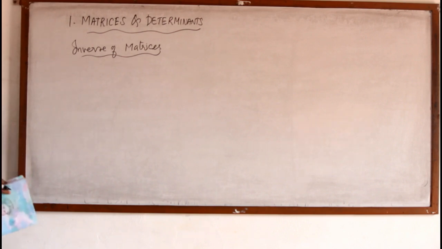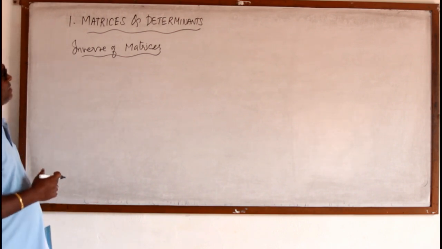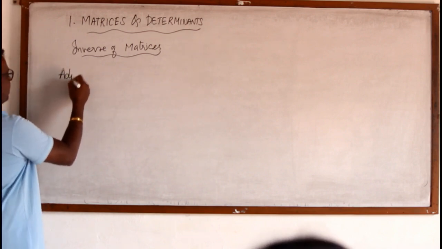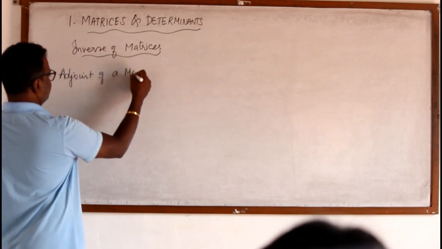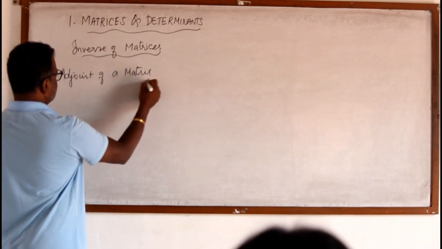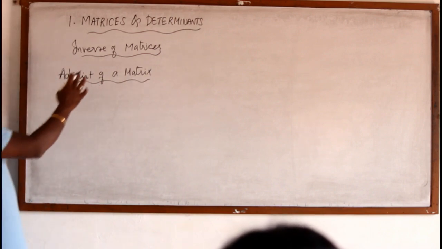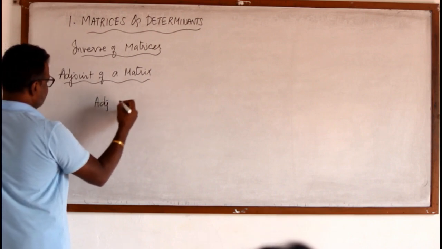So inverse of matrices. But before going for this inverse of a matrix, we have to study some other terminologies. Of that, first one is adjoint of a matrix. Once we know the adjoint, then it will be easy for us to study about inverse of a matrix. Now, adjoint of a matrix.